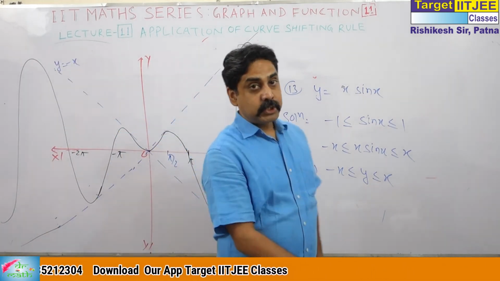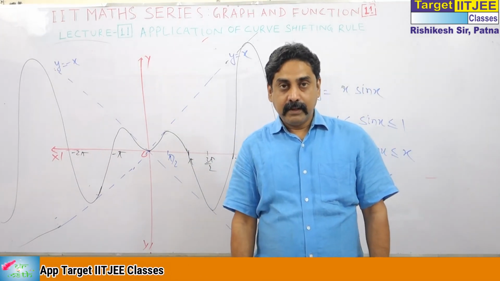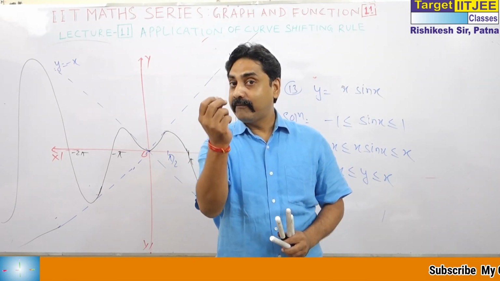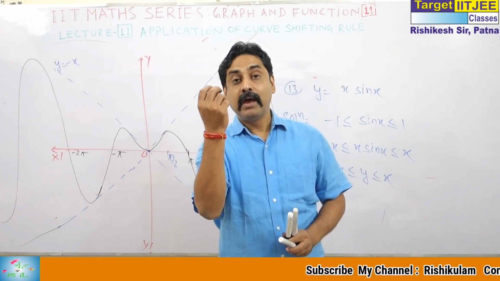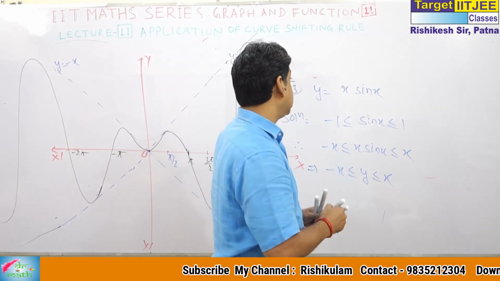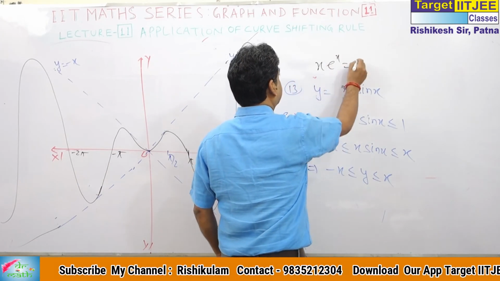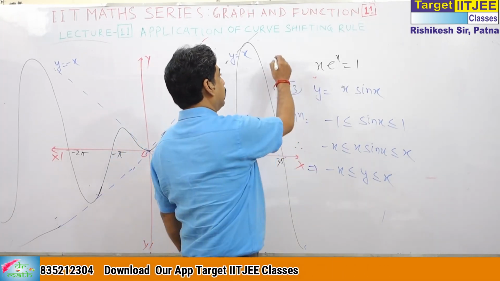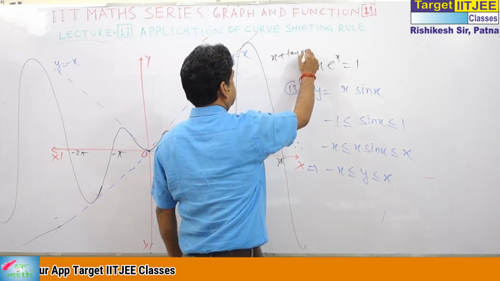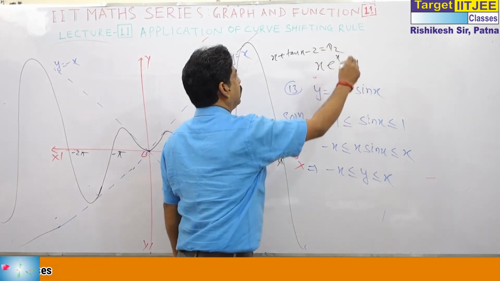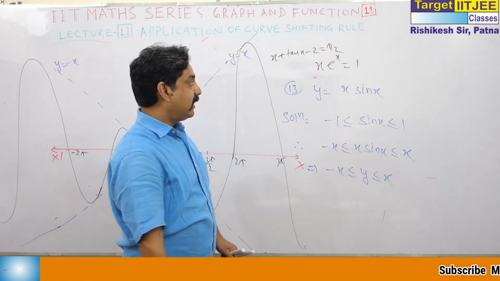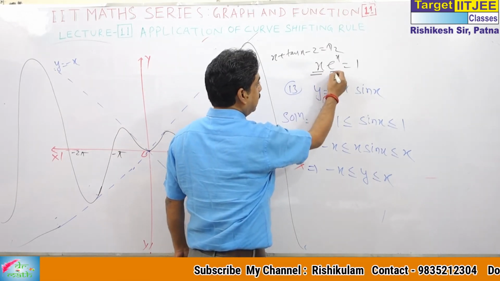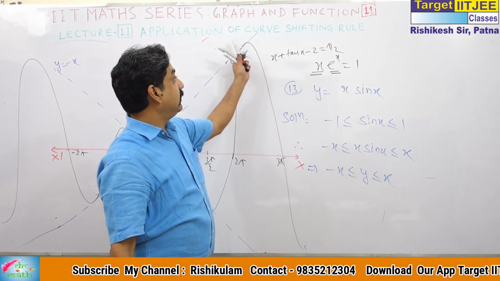That's all about application of curve shifting. In the next class, I will do some questions on how we use graphs to solve questions on equations, and how to find the number of solutions. For example, what is the number of solutions of an equation like x plus tan x minus 2 is equal to pi by 2? We cannot solve it algebraically because these are of two natures, algebraic and trigonometric. So that we will see in the next class.